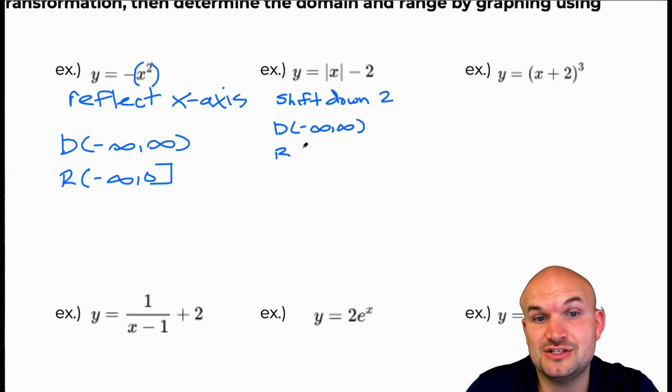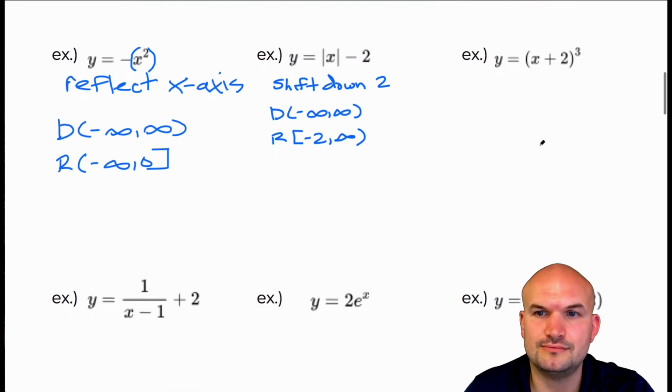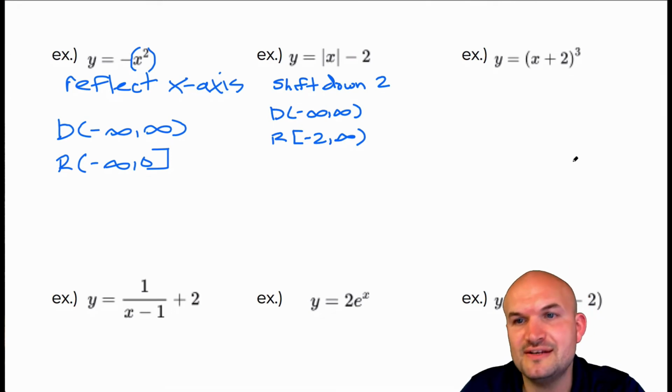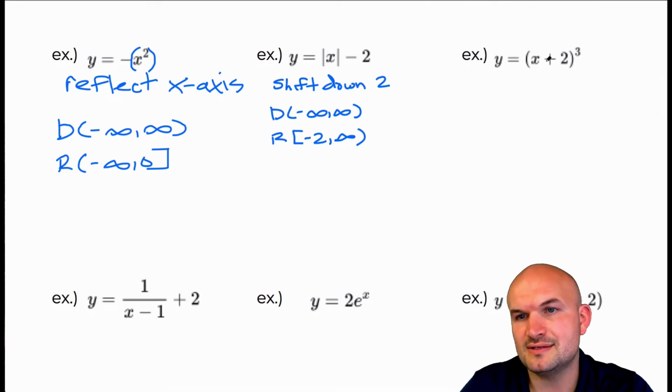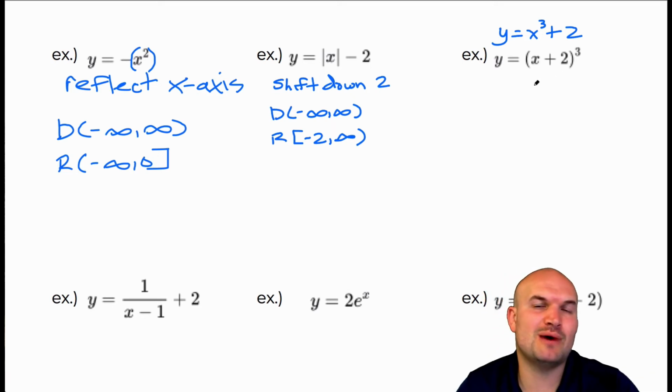But my range, though, is again, negative 2 is still defined, so it's going to be negative 2 to infinity. All right, let's go and look at this. Now, the difference here is, see, if I had the plus 2 on the outside, it would look like this, y equals x cubed plus 2. Right? That's on the outside. You can see that I'm adding a 2 on the inside.